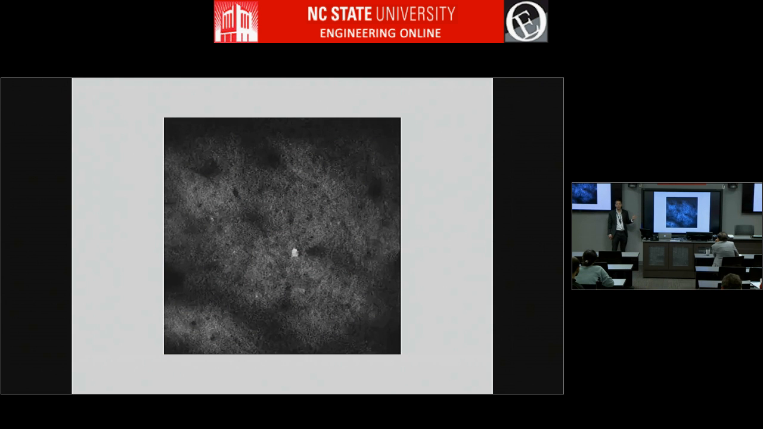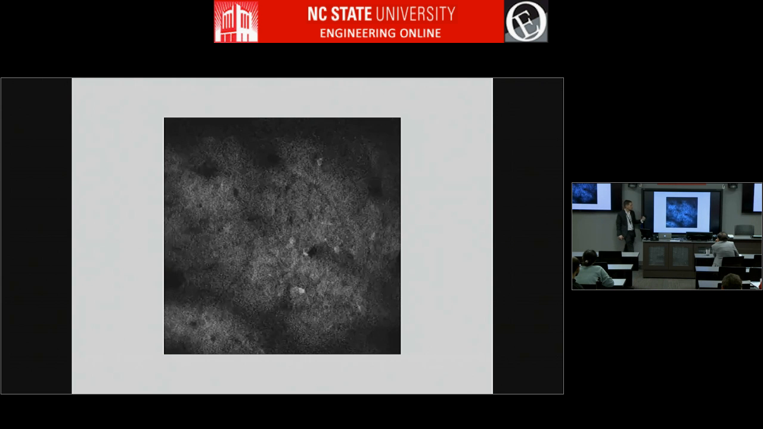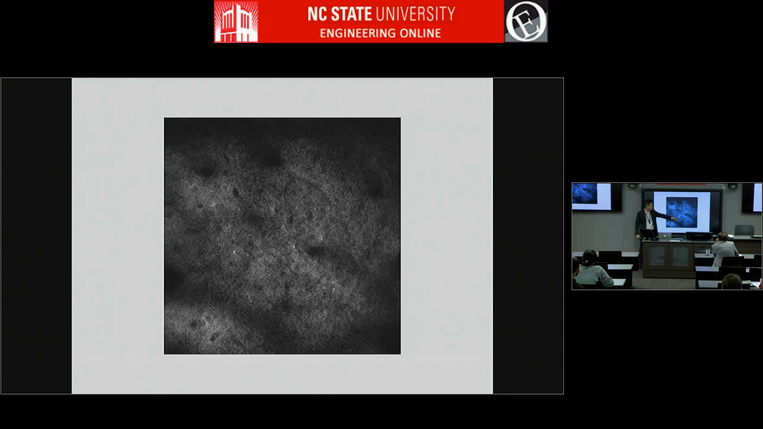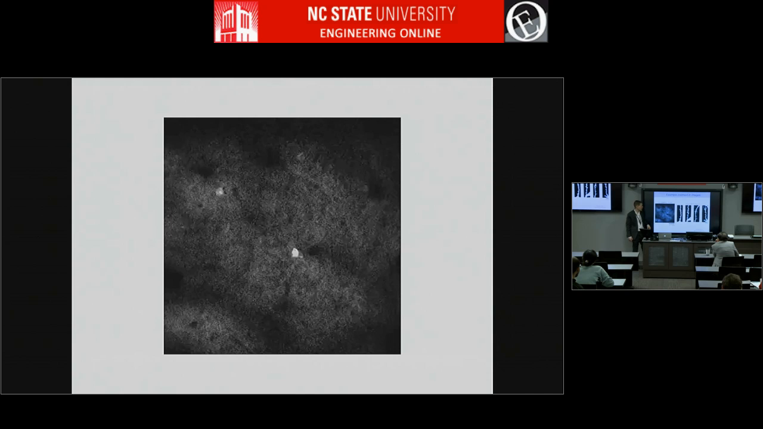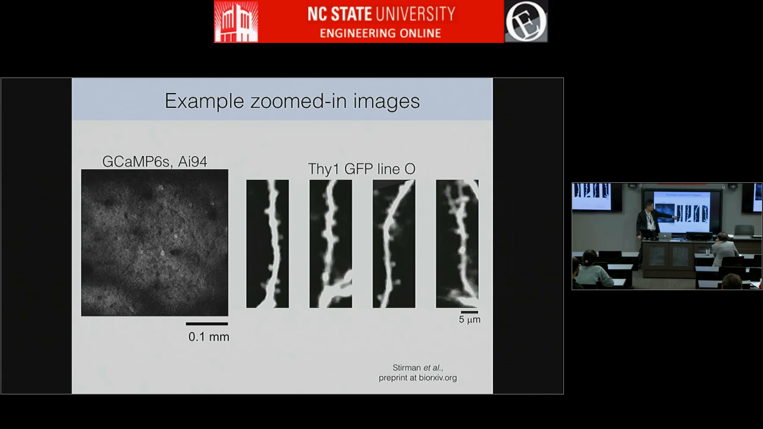This is some data from that objective. You can see that we can resolve individual neurons. We can see dendrites. We can actually see even dendritic spines. This is a 5-micron scale bar. These are submicron structures that we can resolve in these mice.